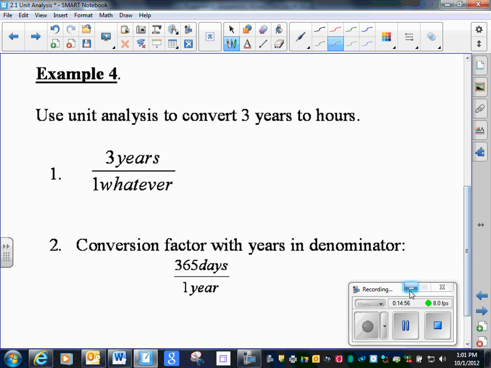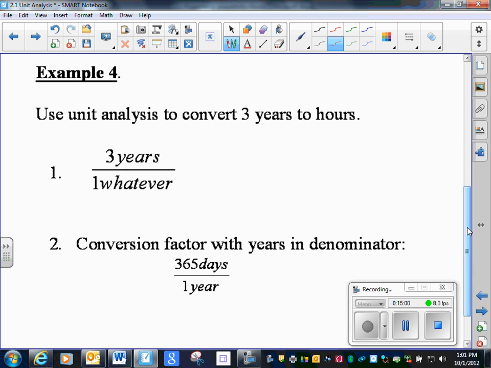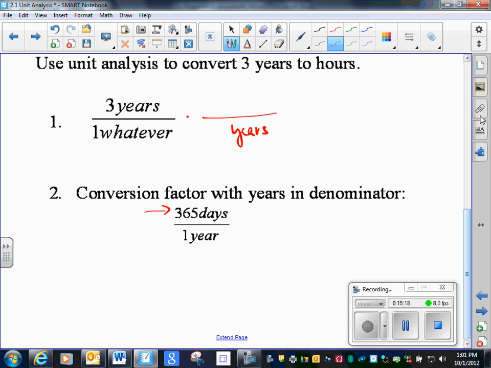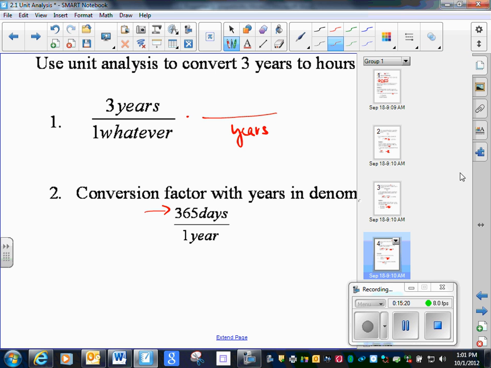Use unit analysis to convert 3 years to hours. So we have 3 years over 1, whatever, we don't really have a unit there. We need a conversion factor that's got years in the bottom. Now what we know is there are 365 days in 1 year. That's where we're going to start.